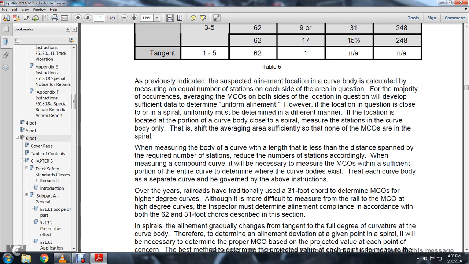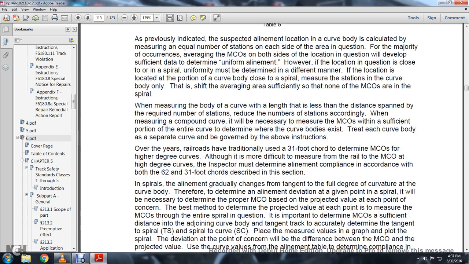However, if the location in question is close to the spiral, the uniformity must be determined in a different manner. If the location is within the portion of the curved body close to the spiral, measure the stations of the curve body only, averaging sufficiently so that none of the mid-chord offsets are in the spiral. When measuring the body of the curve, if the length is less than the distance spanned by the required number of stations, reduce the number of stations.